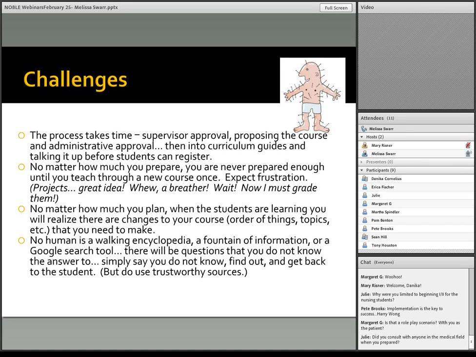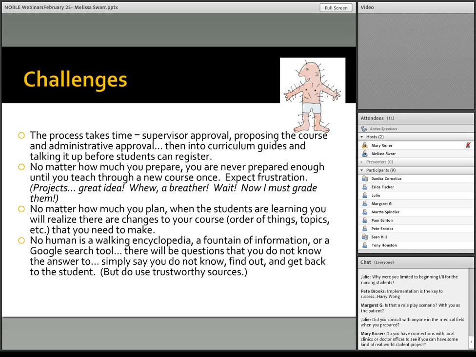So for what I'm doing with the students, it's more of an office visit type setting or a diagnostic visit type of setting.